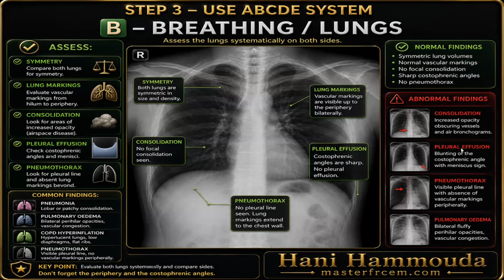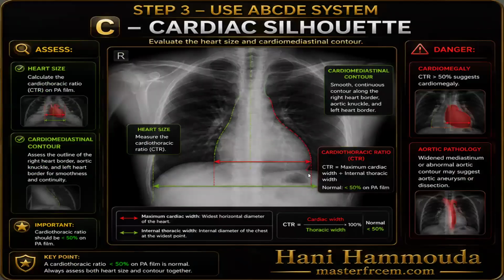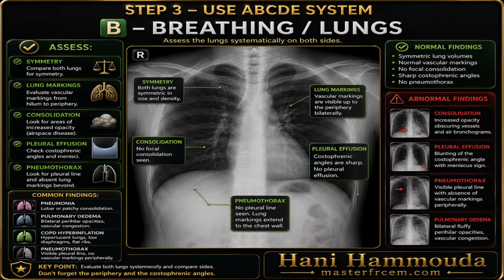If you find a visible visceral pleural line and the absence of vascular markings, it means pneumothorax. If you find bilateral perihilar opacities, it means edema. Easy? Okay. So when you reach each point, mention the normal and the abnormal. Clear?